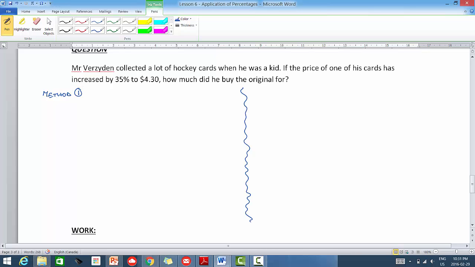Okay, and we need to think about this as a percentage of question. What we don't know is the original price. We don't know what 35% of the original price was. If we were able to find that out, 35% of the original price, whatever that value were, and add it to the original price, we would get $4.30. So this represents the 35% that you're going to add to the total. You're taking 35% of the total in this section and adding it to the total here.